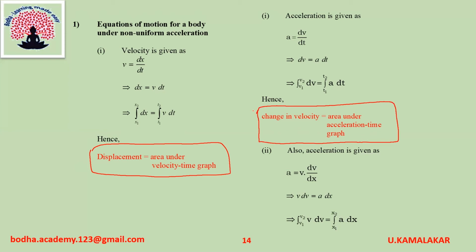Next point. Also, acceleration is given as a = v dv/dx. Cross multiplying, we get v dv = a dx. On integration, we get integral v dv with limits v1 to v2 is equal to integral a dx with limits x1 to x2.